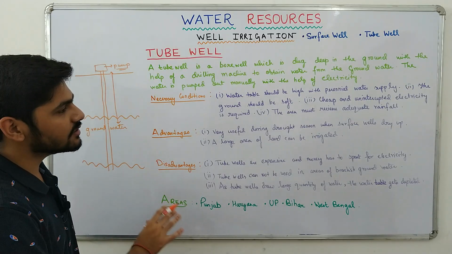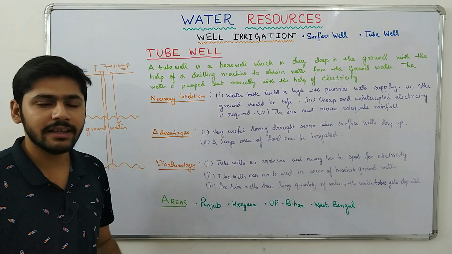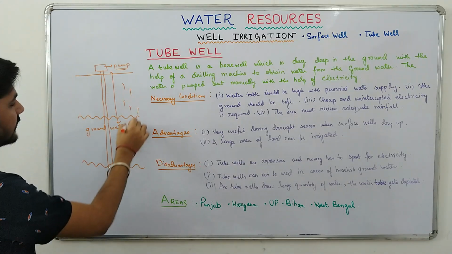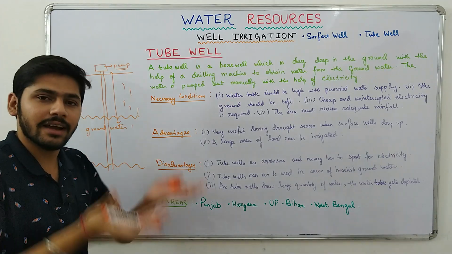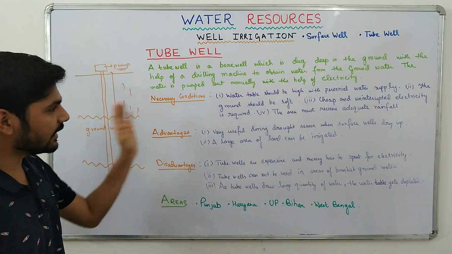Then the area must receive adequate rainfall. So this is the same thing as the water table should be high. If the area receives adequate rainfall, then the rain will go inside the ground and the groundwater will remain high. Okay, so adequate rainfall is required. So these were the conditions.